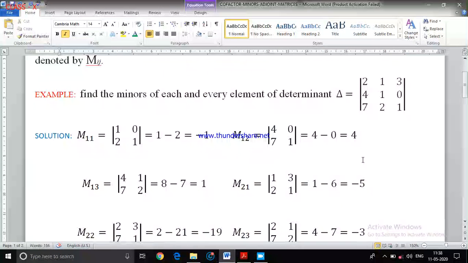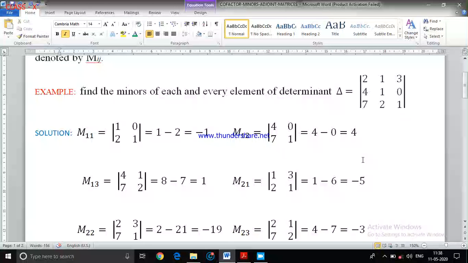Okay, hope you understand the minor. The simple logic is you have to find the determinant after excluding that particular row and column, whichever the minor of matrix you want to find, like the position of element. For example, if I want to find A22 element minor, then second row and second column I have to exclude. After excluding the second row and second column, whatever the numbers are left out.